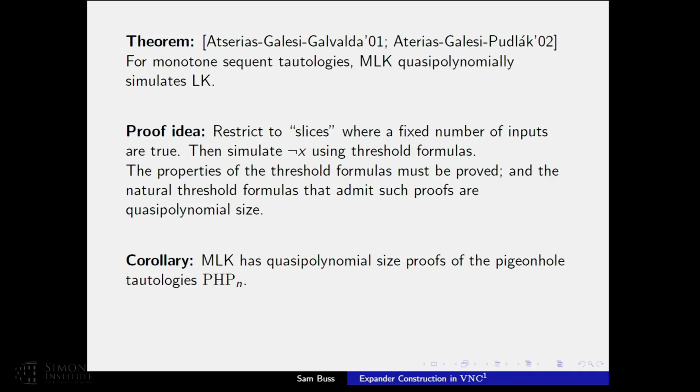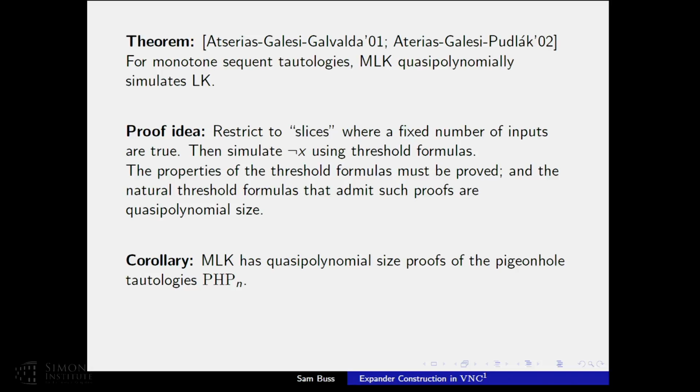Okay. A very nice result from about 15 years ago is that the monotone LK system quasi-polynomially simulates LK. So as a corollary, the monotone sequent calculus has quasi-polynomial size proofs of the pigeonhole principle tautologies. And their proof was based on slices.